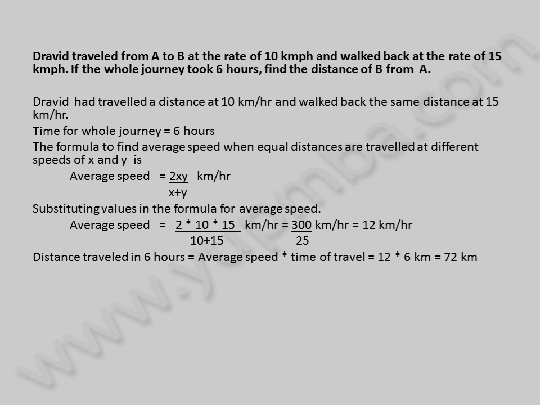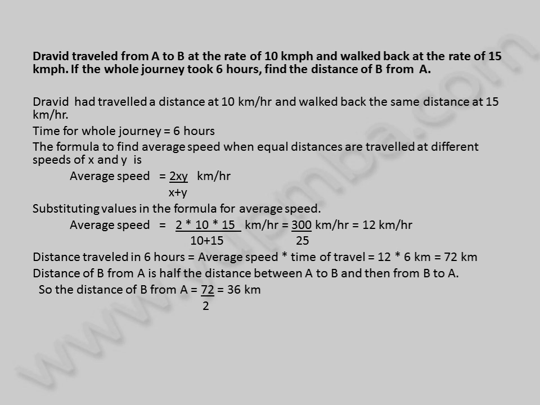Distance traveled in 6 hours is equal to average speed into time of travel, which is equal to 12 into 6 kilometers, which is equal to 72 kilometers. Distance of B from A is half the distance from A to B and then from B to A. So the distance of B from A is equal to 72 by 2, which is equal to 36 kilometers. The distance of B from A is 36 kilometers.